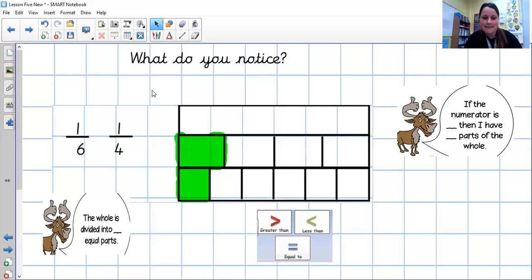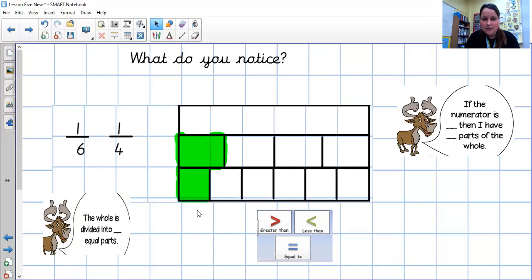So what do you notice here? I have got 1/6 and I've got 1/4. So I've got my whole at the top, and then I've divided my whole into 4 equal parts, 1, 2, 3, 4, and I am interested in one of those equal parts. So I've shaded in 1 out of my 4 equal parts. The next fraction was 1/6. So I've divided my whole into 1, 2, 3, 4, 5, 6 equal parts. I am interested in one of those equal parts. So I've shaded in 1 out of 6 equal parts.